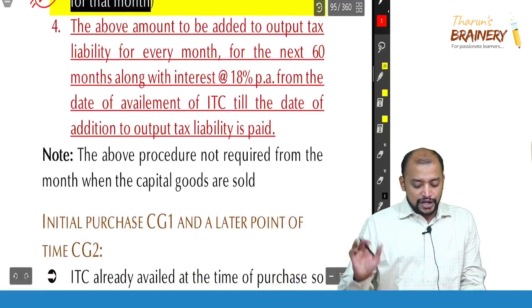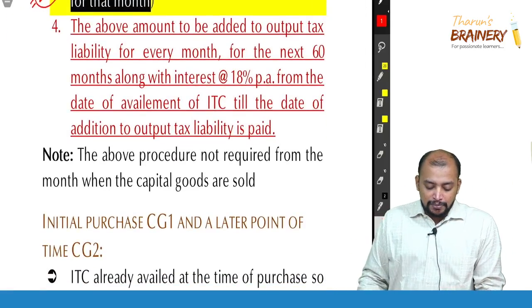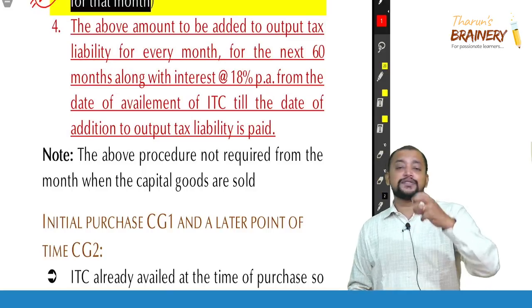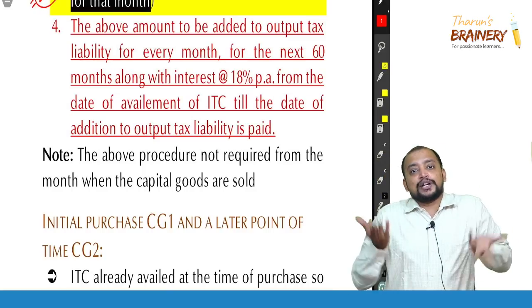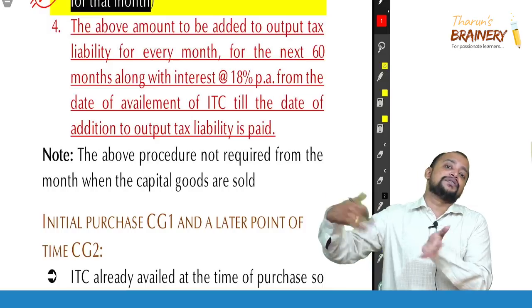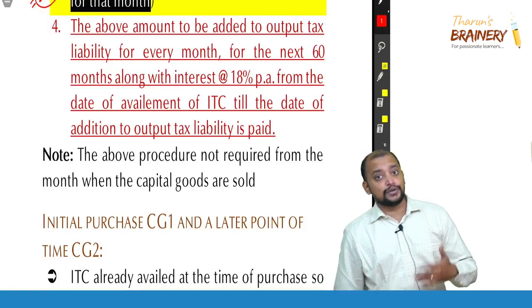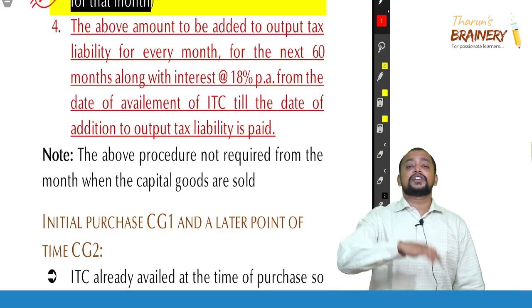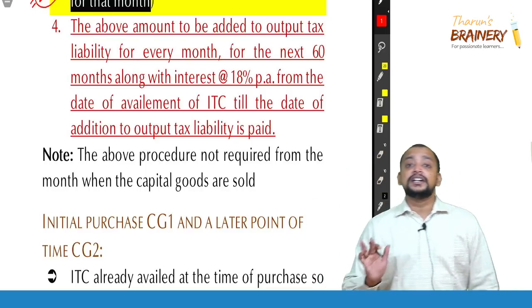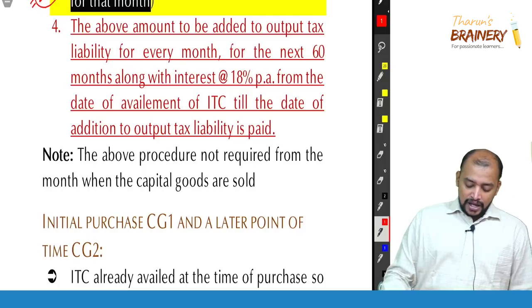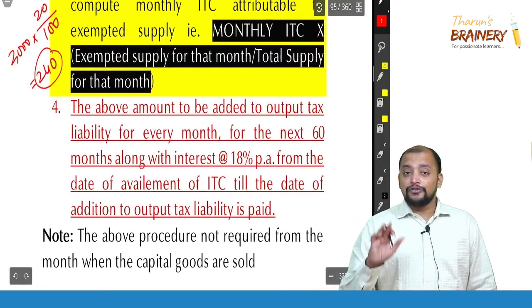The above procedure is not required from the month when capital goods are sold. Suppose the capital goods are sold, then I don't have the capital goods itself. Then why do I need to reverse it for the balance life? I don't have to. Say for example, 24 months I use the capital goods and thereafter I sell it. Then for the remaining life I don't have to do any monthly reversal. Okay, so this is about Rule 43.